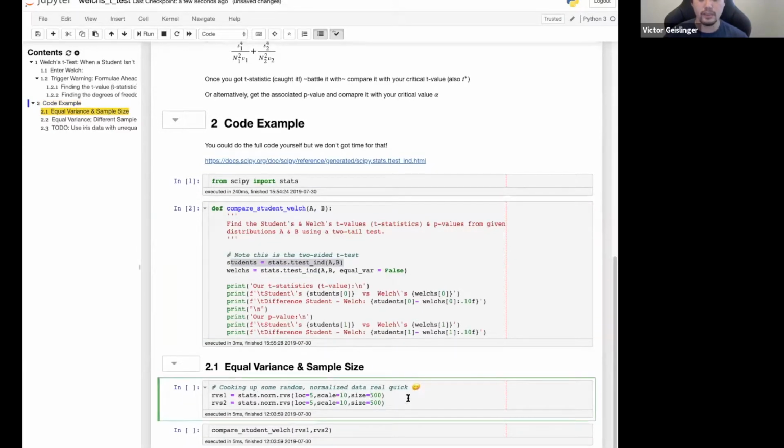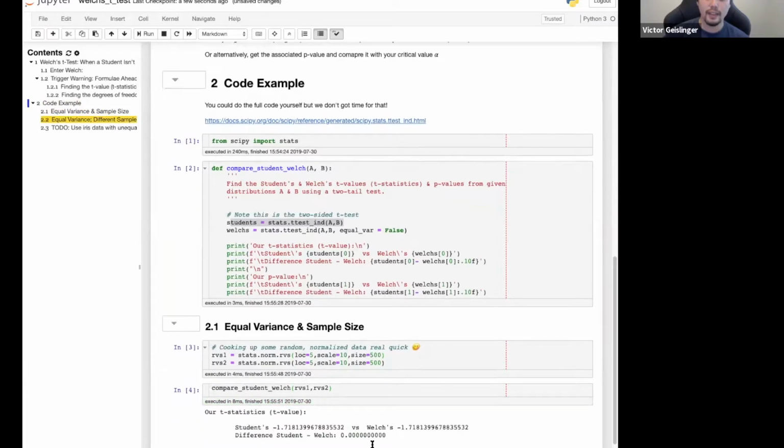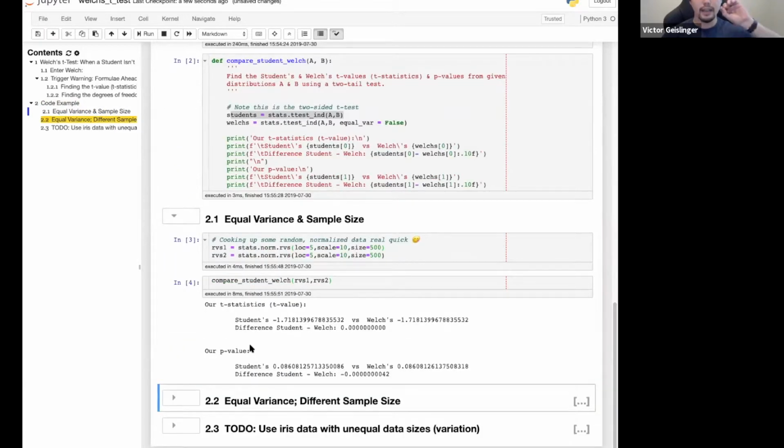I just basically cooked some data. You can see here basically the same mean, same variance, right? And the same size, okay? So these are basically equal variance, equal size. And we can see here that I calculated my student's t-tests and my Welch's t-tests, and our t-statistic is basically the same, because there isn't a variation in size or anything like that. So a t-test should be perfectly fine, okay?